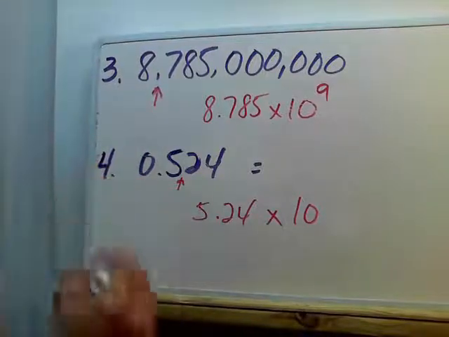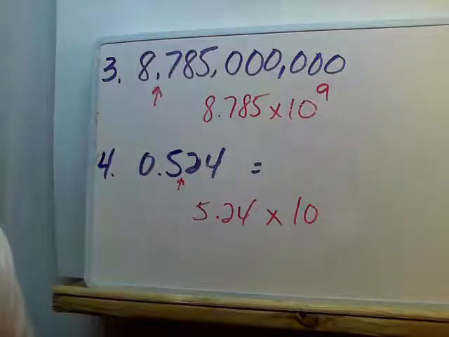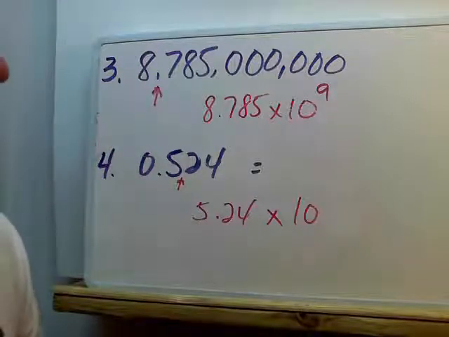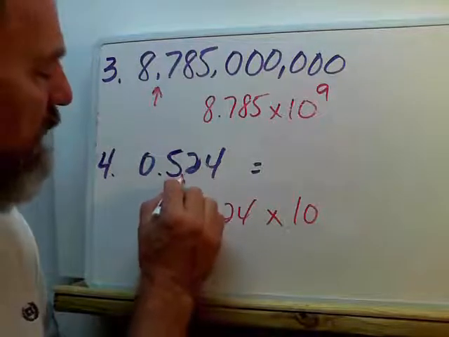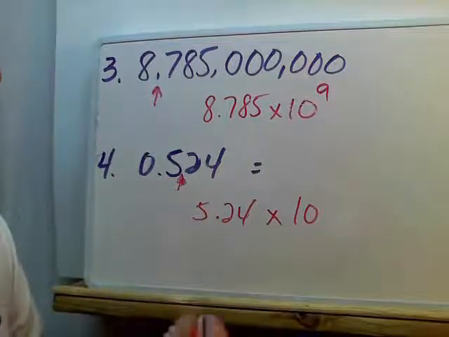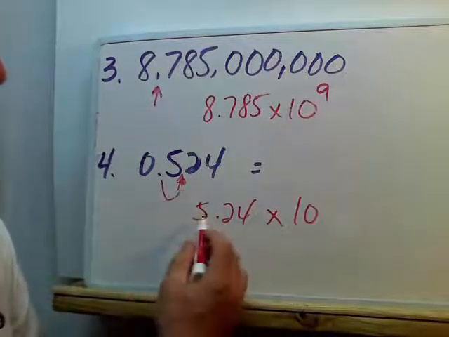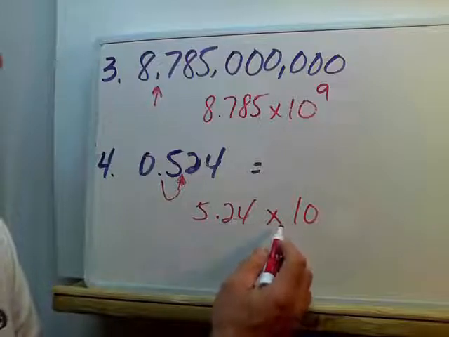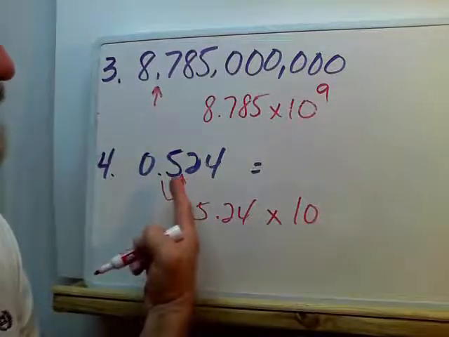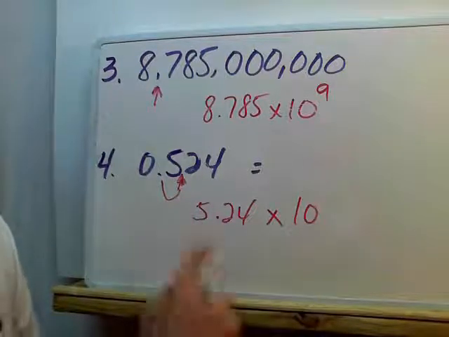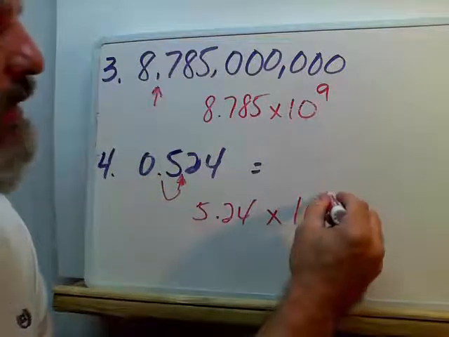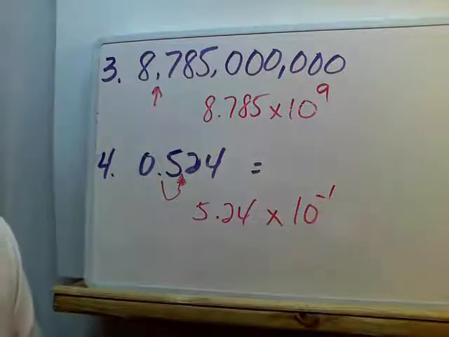Number 4, we have 0.524, and we need to turn that into scientific notation. So right here is where the decimal point needs to be. We're only moving one place, so it's 5.24 times 10 to some power. We're going to move one place, so it's a question of is it positive or negative. Well, in order to make this a smaller number, it clearly needs to be negative 1, small number.